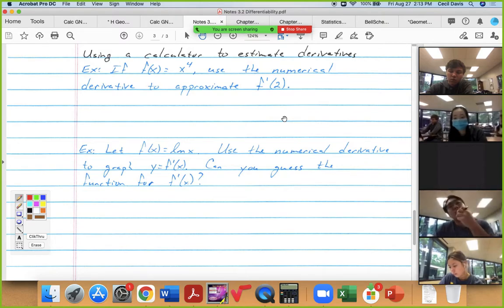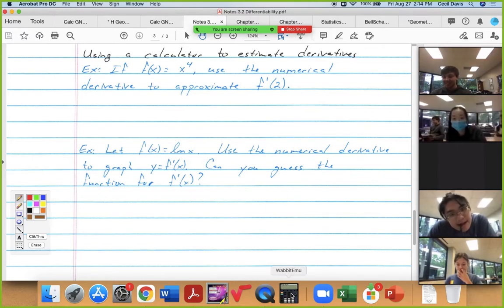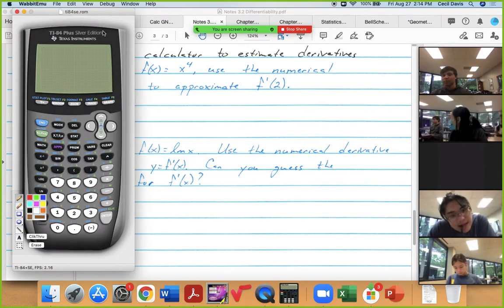And here's how it works. If you're trying to estimate the derivative of f of x is equal to x to the 4th at 2, you could do that by using a really small value of h and doing f of 2 plus h minus f of 2 over h and get an approximation. But your calculator will do that all in one step for you. So if you've got your calculator, grab that.